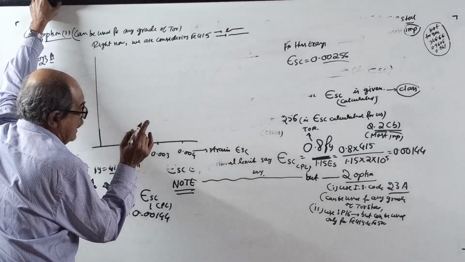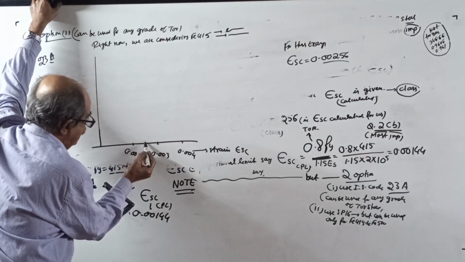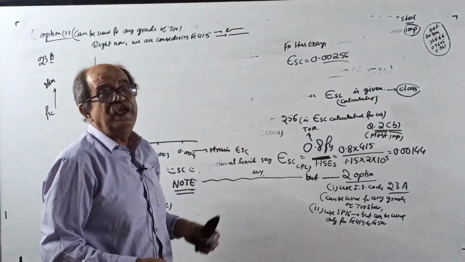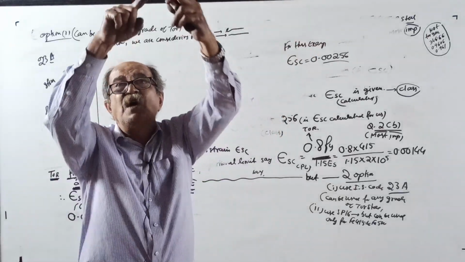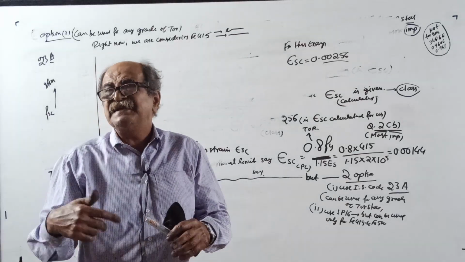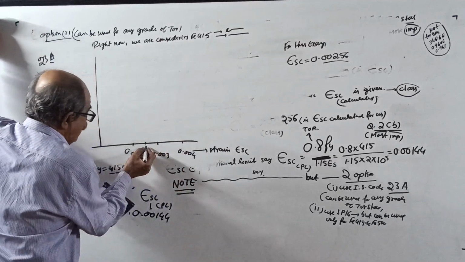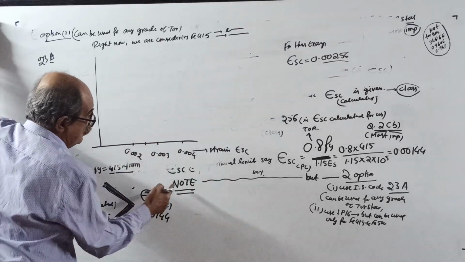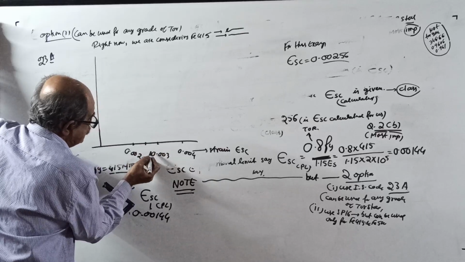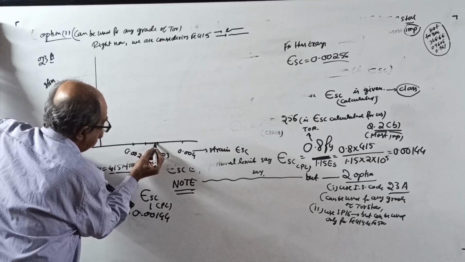0.002, 0.003. See what I am doing, I am telling something to myself only. Or you have to do one thing, make a note: take a big Xerox of this page of the IS code. Then you get accuracy. Or a little later, in the next class, I will tell the advantage of the approximation. So, 0.002, 0.0025, 0.0026, 0.0027, 0.0028, 0.003.